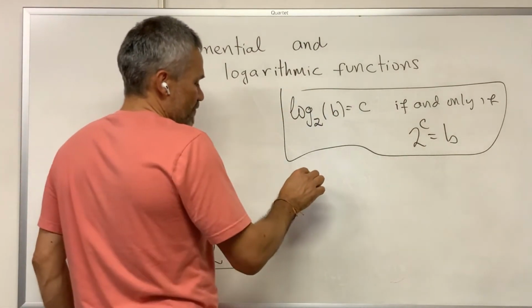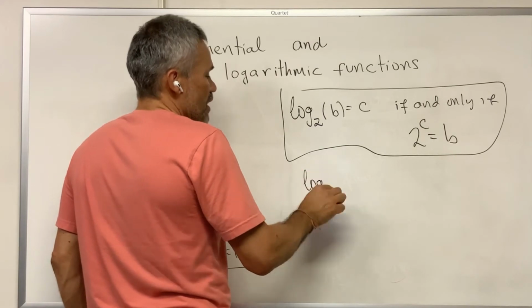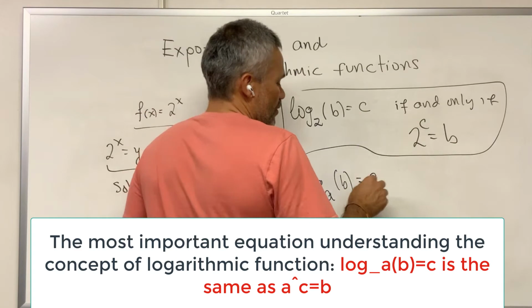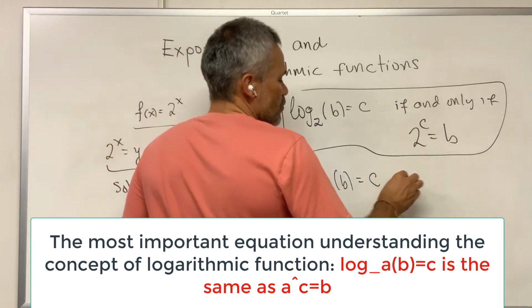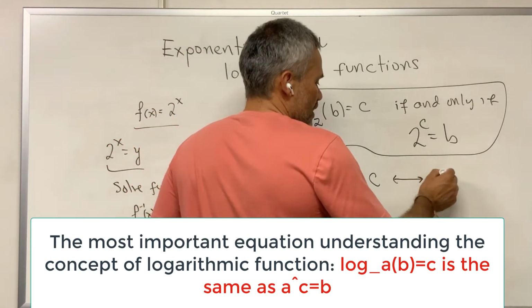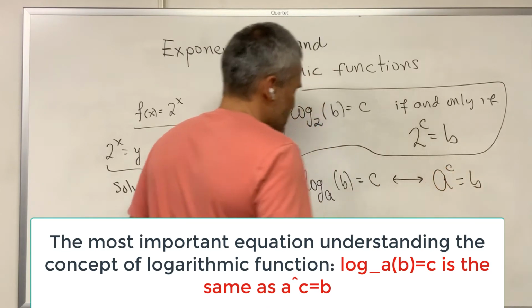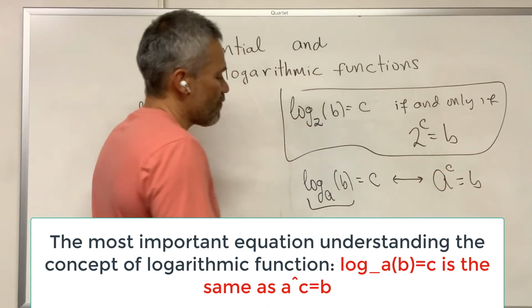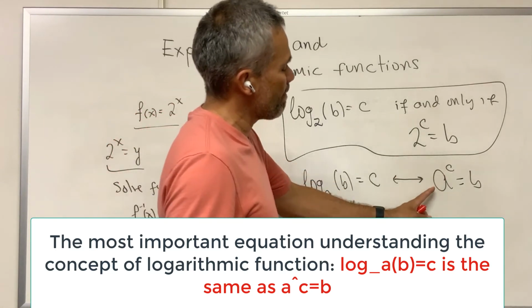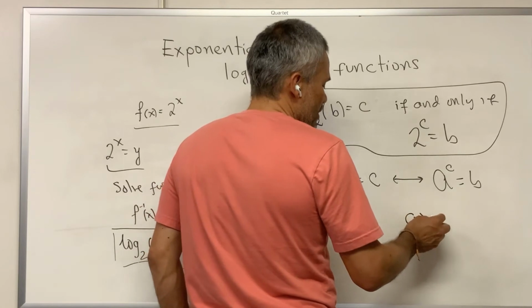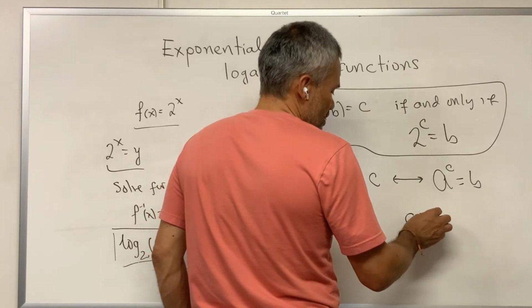In general, we can define log in base a of a number b as the solution of this equation, a to the c equals b. Notice that the log of a number is an exponent, right? And in this case, a is any number bigger than 0.